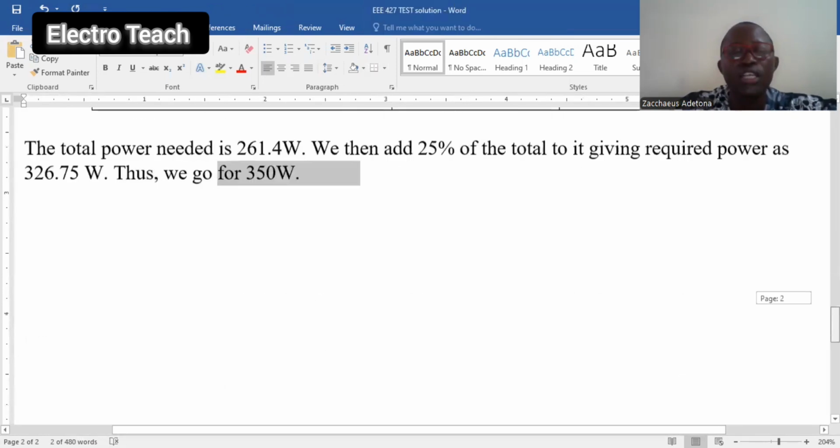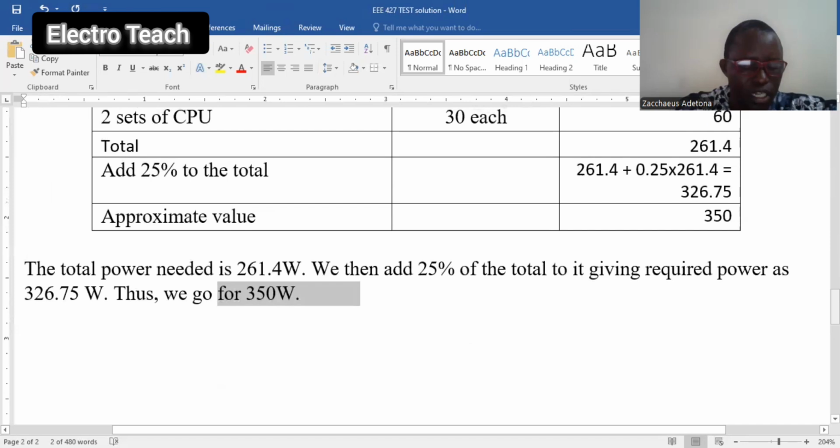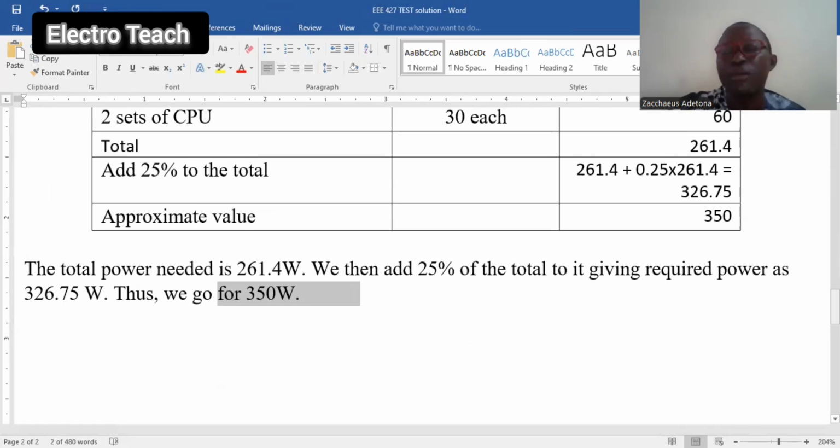So if you got that, you have got about 20 points for the tutorial problem solution.